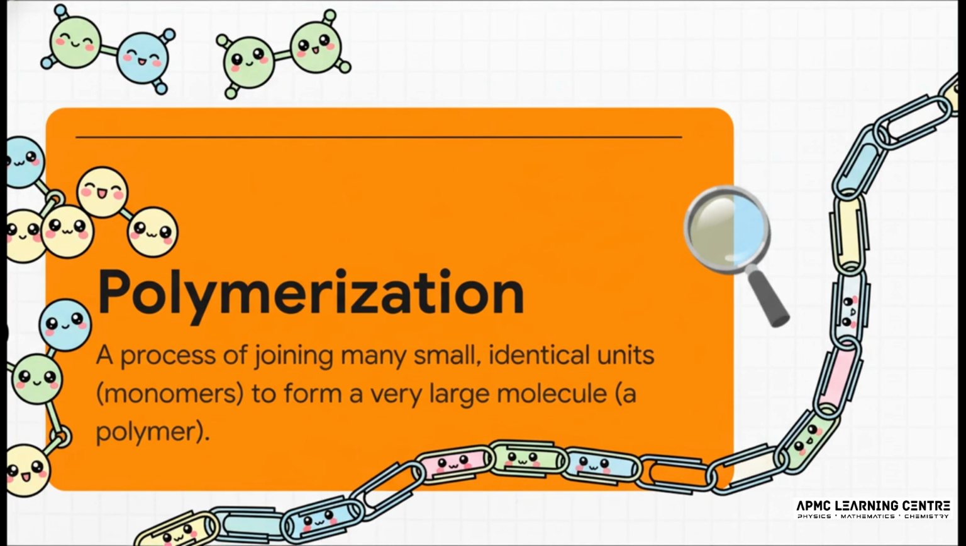Think of it like this. Our little ethene molecules, we call those monomers, are like individual paper clips. Polymerization is the process of linking thousands, sometimes even millions of these paper clips together to form one incredibly long chain, and that chain is the polymer.